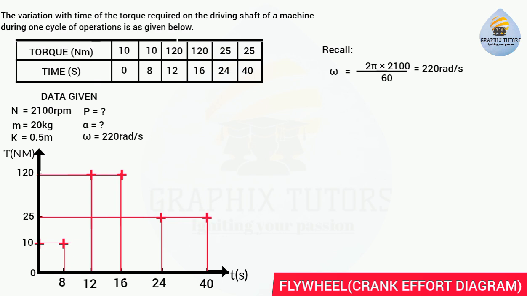So you see what I've done here? It means that when the time is 0, the torque is 10 Newton meter. And when the time increases to 8, the torque maintains the 10 Newton meter. It's constant. Then when the time increases to 12, what happens? The torque increases to 120. Are we good? Then between the interval of 12 and 16, the torque remains constant, 120, 120.